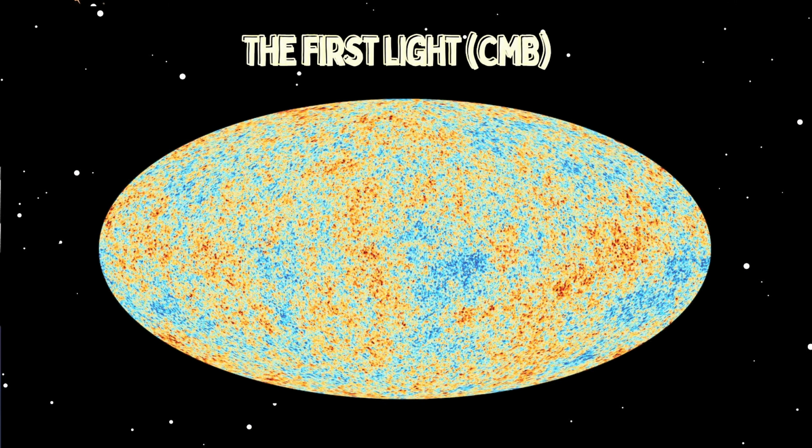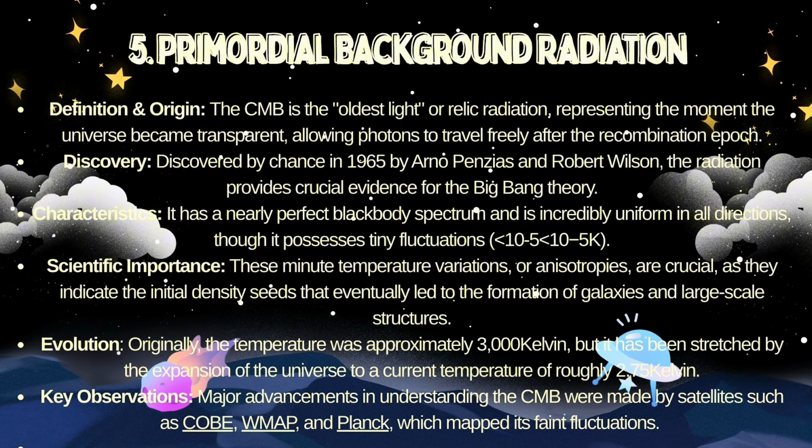So let's move to the primordial background radiation, or the CMB. Let's start by looking at this colorful map. It might look like just a bunch of dots, but this is actually the baby picture of our universe. It shows the very first light that was finally able to travel through space roughly 380,000 years after the Big Bang. Before this moment, the universe was too hot and thick for light to move, like a very dense fog. This map shows us the tiny seeds of heat that eventually grew into the galaxies we see today.